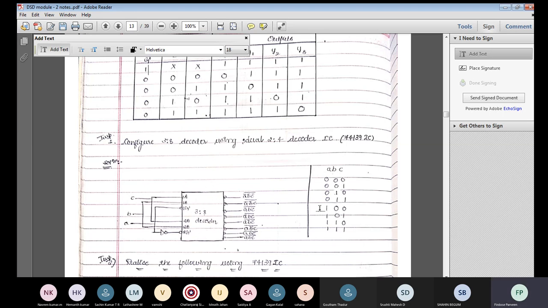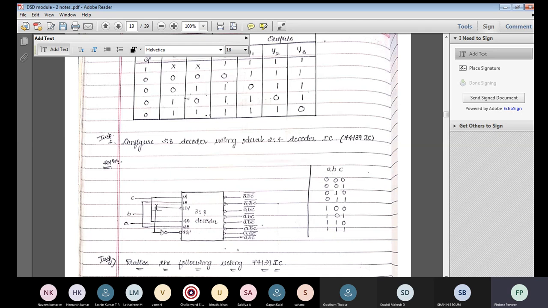So what happens? What we have done? The starting 4 combinations, 1, 2, 3, 4 combinations, you will be getting output at this side. That is the first decoder, first 4 you will be getting output. At the next, that is 100 till 111, the next decoder will be active and you will be getting output here. 4 till 7 you will be getting here. So that is 100, 4, 5, 6, 7 you will be getting down. This decoder will be active.